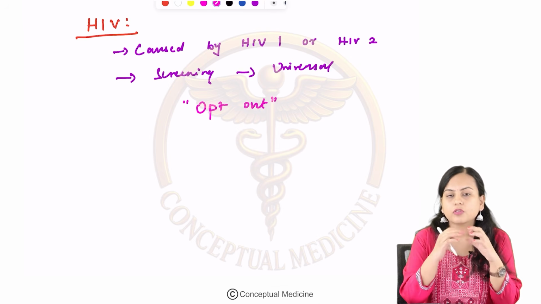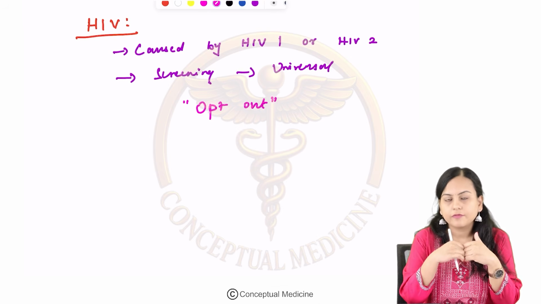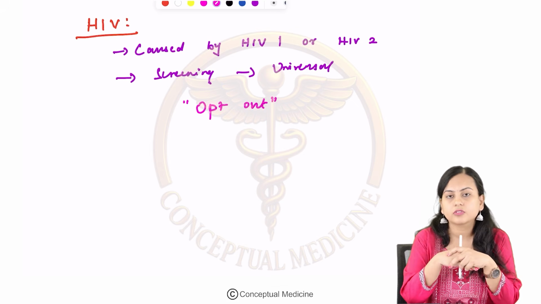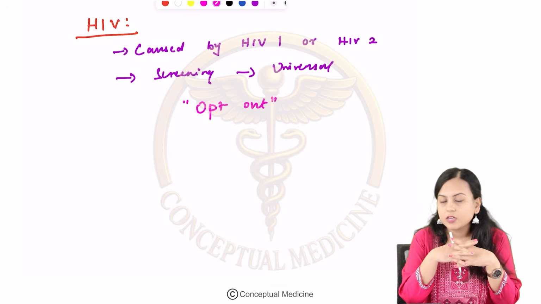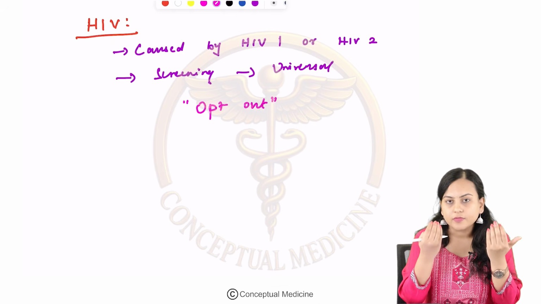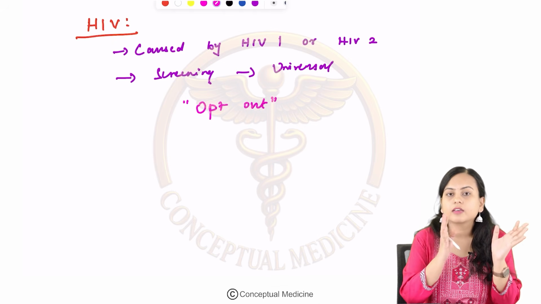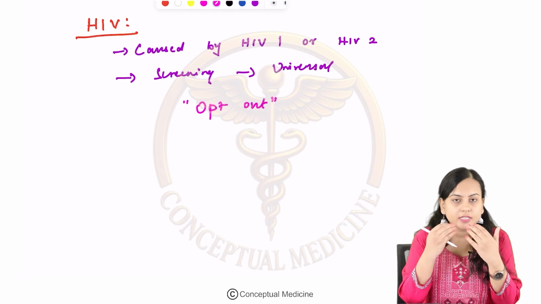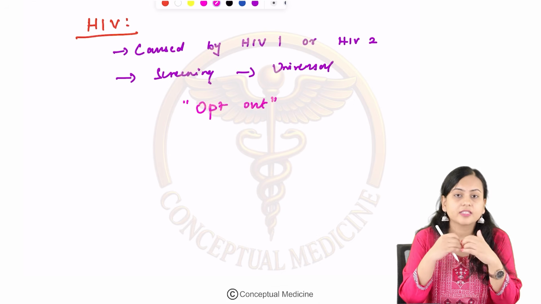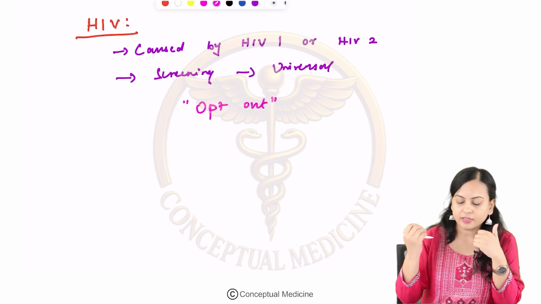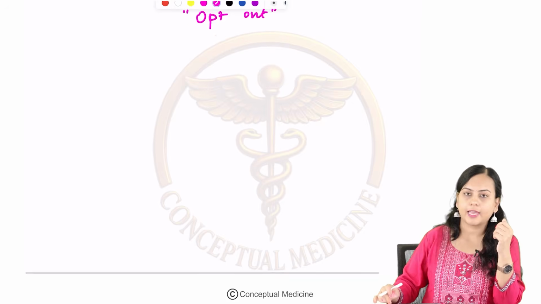If she prefers not to get screened for HIV, when she says she is not willing to do this, repeat. So what is this opt-out? Opt-out means universally we are going to offer this HIV screening to the antenatal mothers during her first visit and repeated visits also. But if she is not willing to do this test and she is requesting not to do the test, then only we will be excluding her from getting this test done. Do you understand? So that is the opt-out method for HIV.